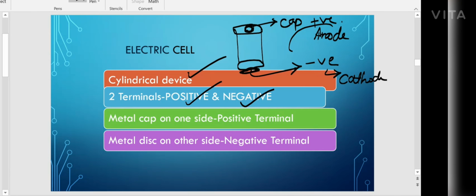So like this we have a battery. Once you get the battery, just look at the positive and negative terminals, the cap and the disc of the battery. From that you can identify which is positive and which is negative. By seeing the cap you can say it is positive, and by seeing the disc you can say it is negative.